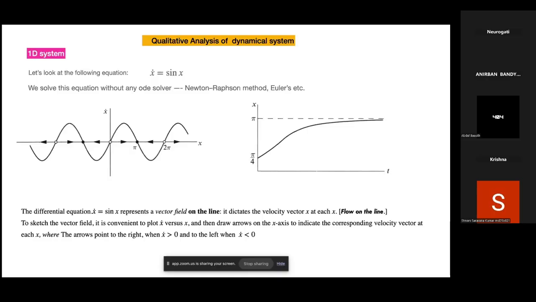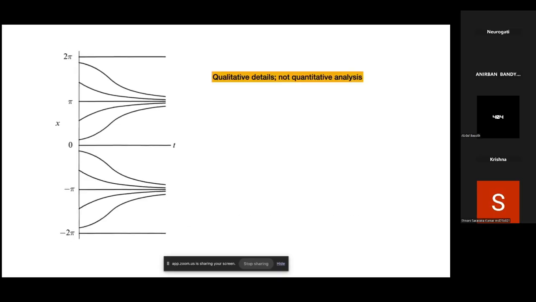So at pi, you can see there are two converging solutions, and at 2 pi there are two diverging solutions. Even if you look at how the solution grows from pi by 4 to pi, there is a certain increase, then a downfall, and then a steady state. So in this way, you can understand how the solutions will be for a 1D system. Even if you plot these 1D systems and do the quantitative analysis, it is similar.